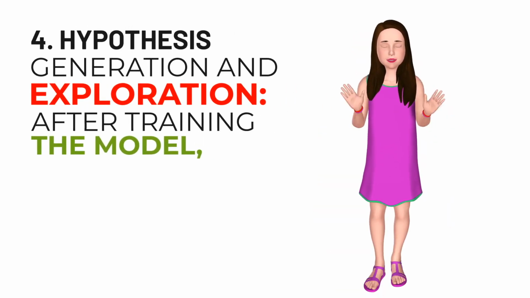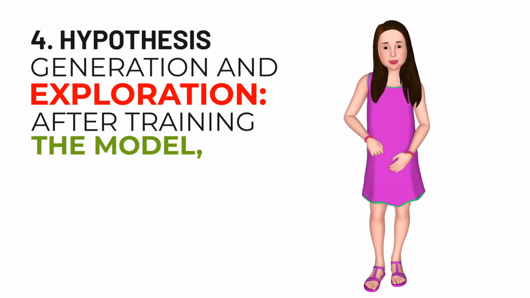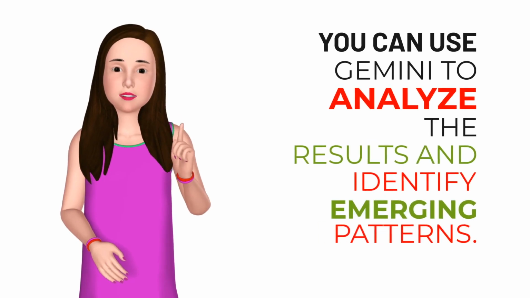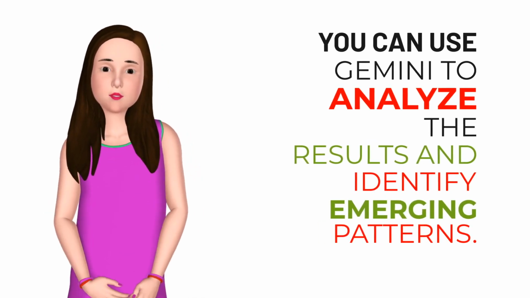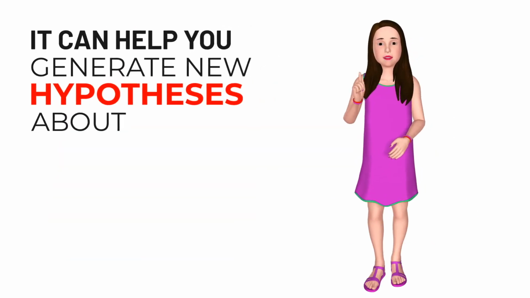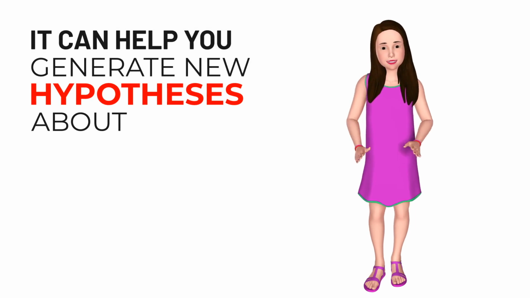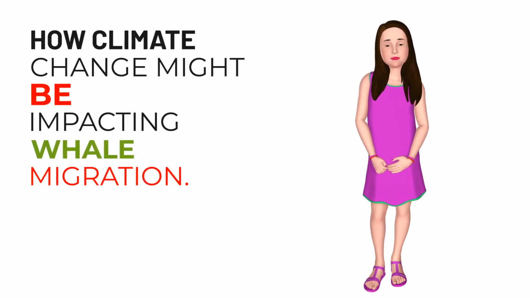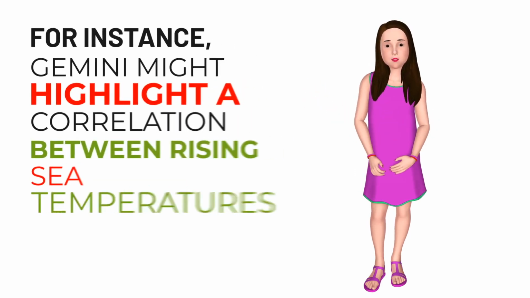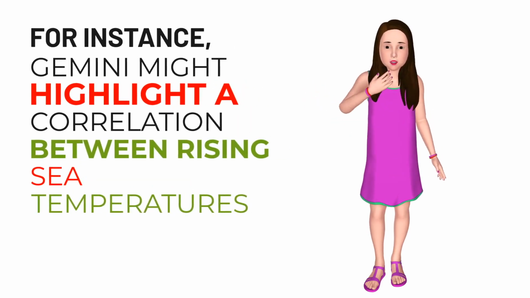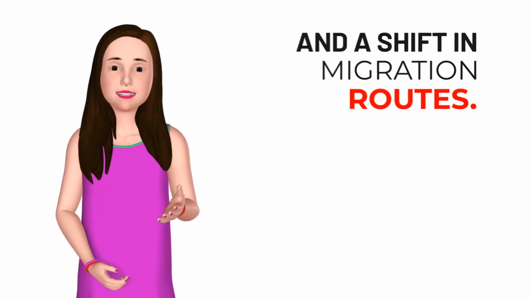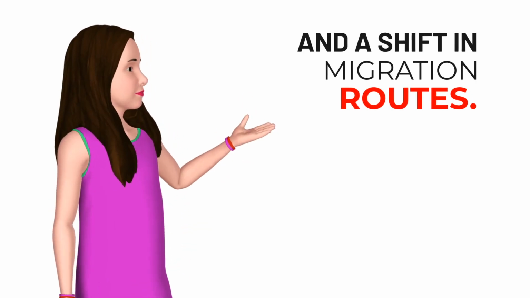4. Hypothesis generation and exploration. After training the model, you can use Gemini to analyze the results and identify emerging patterns. It can help you generate new hypotheses about how climate change might be impacting whale migration. For instance, Gemini might highlight a correlation between rising sea temperatures and a shift in migration routes.